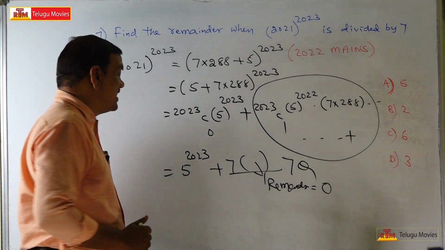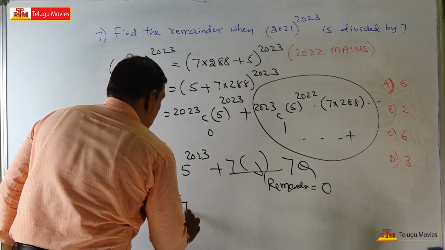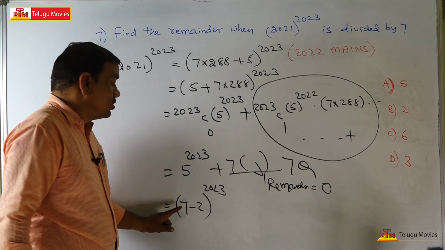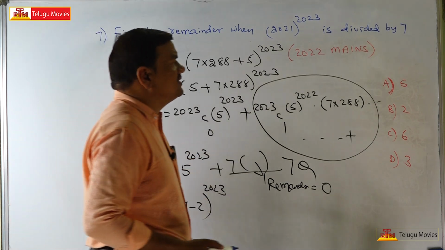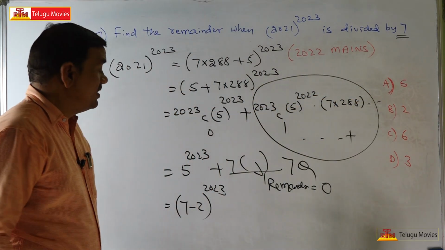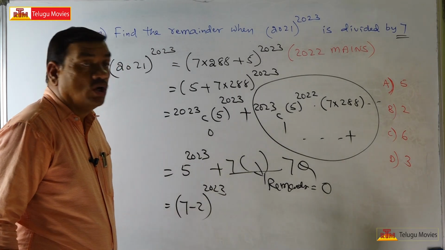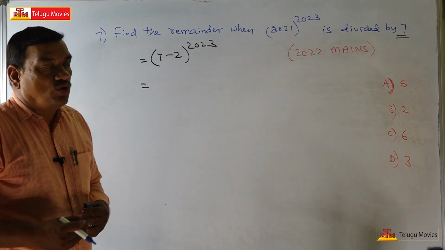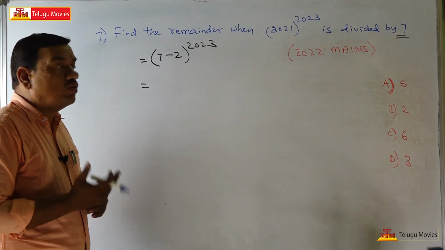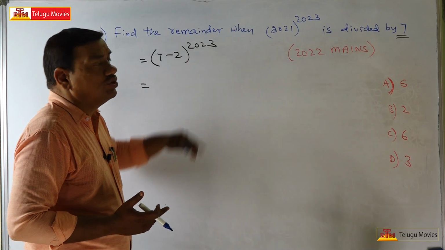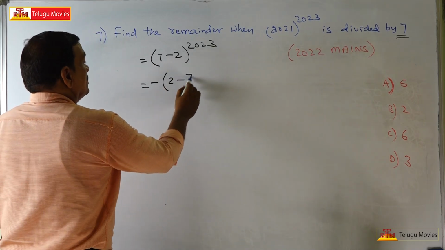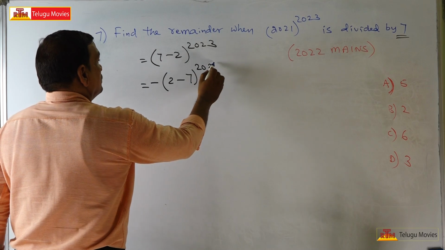Can I write 5 as 7 minus 2, whole power 2023? Why do you have to write 7? Always keep 7 in mind. So this can be written as 7 minus 2, or I can write 2 minus 7, but here 2023 is an odd number, so a minus 1 will come outside, whole to the power of 2023.